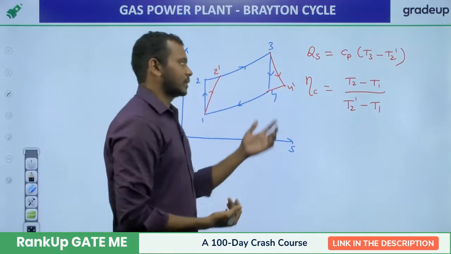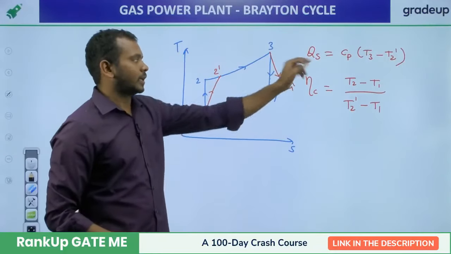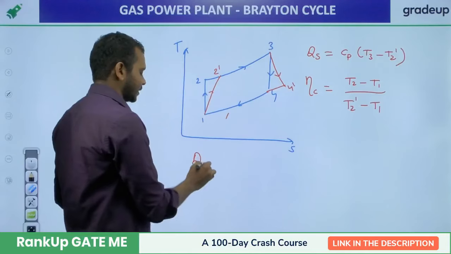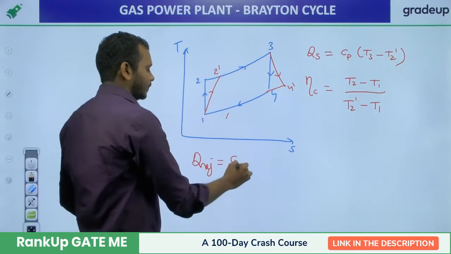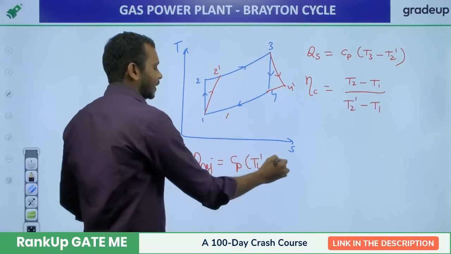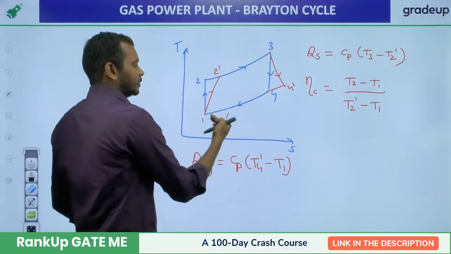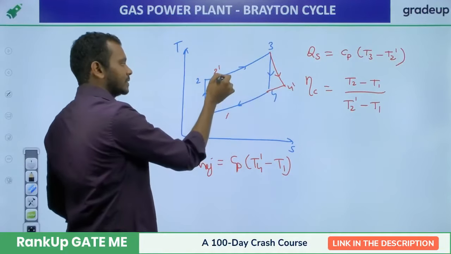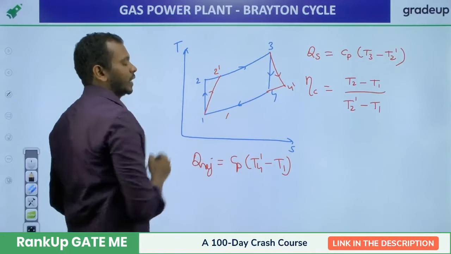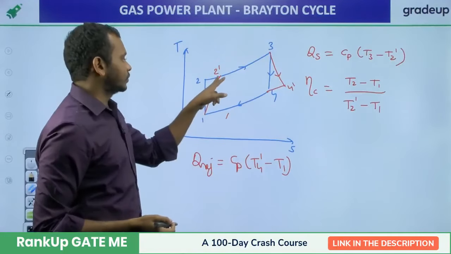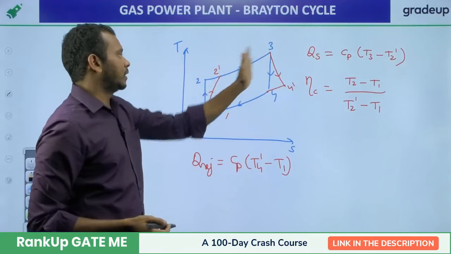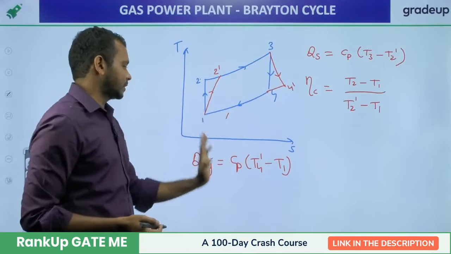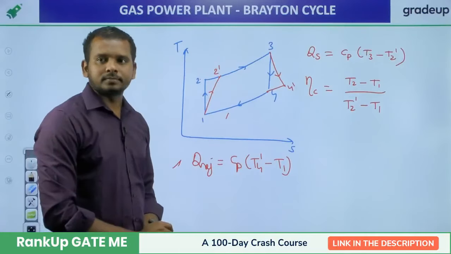From that you can calculate the thermal efficiency of the cycle by using net work output by heat supplied. Same way, if you have to find the heat rejection, we use Cp into (T4 dash minus T1), not T4 minus T1, because the gas entering the cooler is at T4 dash. Here the gas enters the combustion chamber at 2 dash. Okay, now you have to calculate the heat supplied from this point, not from this point. So T3 minus T2 dash is the heat supplied, T4 dash minus T1 is the heat rejection.